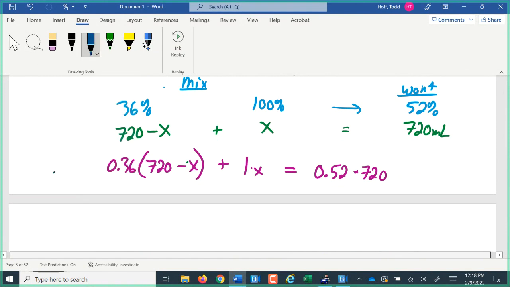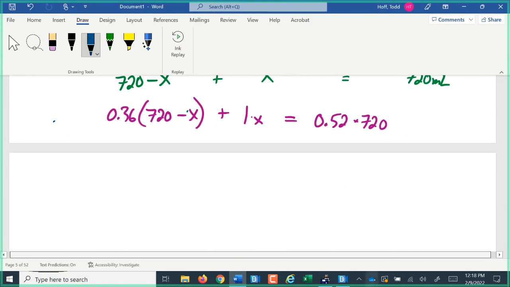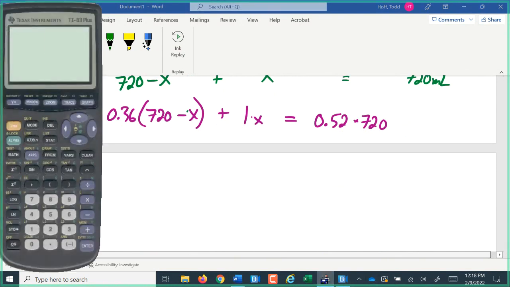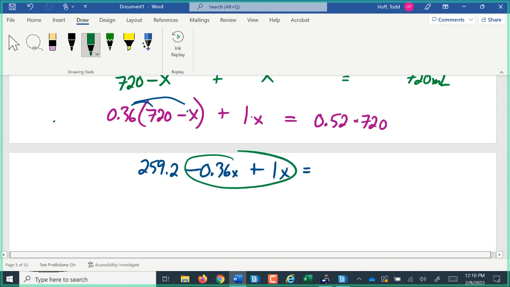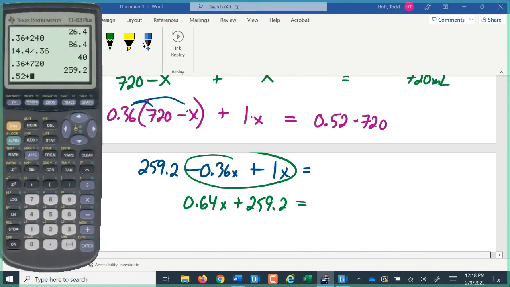So we'll go ahead and combine these. 0.36 times 720 is 259.2. 0.36 times negative X is a negative 0.36X. Plus 1X. Well, we have more that we can combine there. Let's combine the negative 0.36X with the positive 1X. That is 0.64X. We'll have the positive 259.2. On the right side, it's just 0.52 times 720, which gives 374.4.